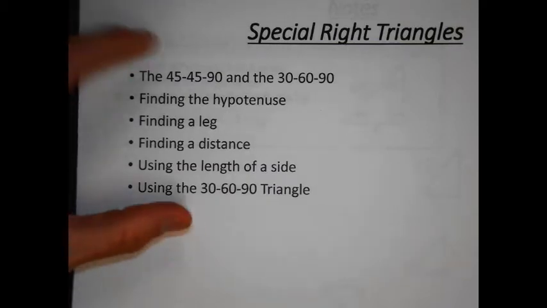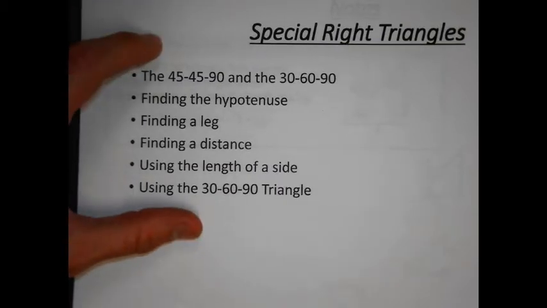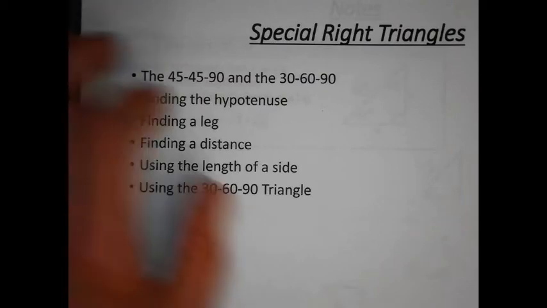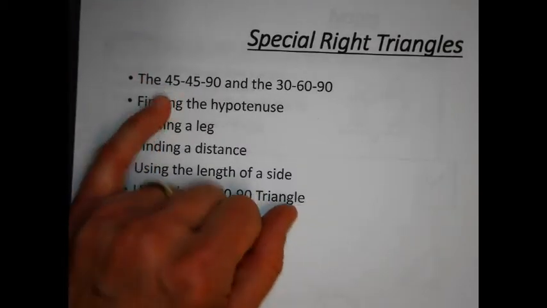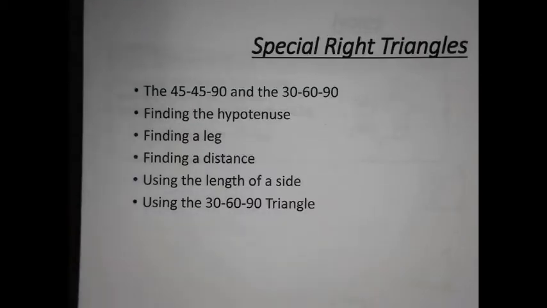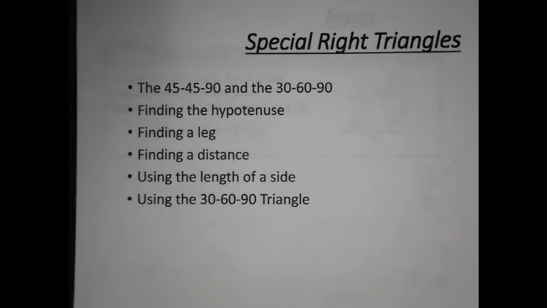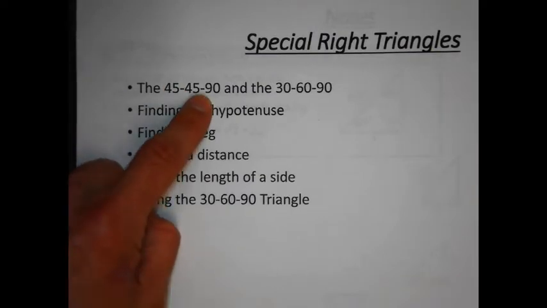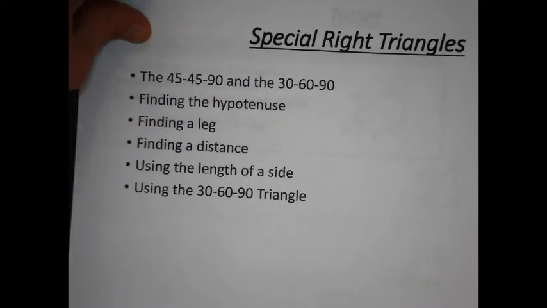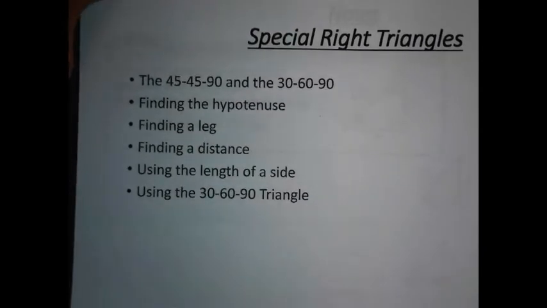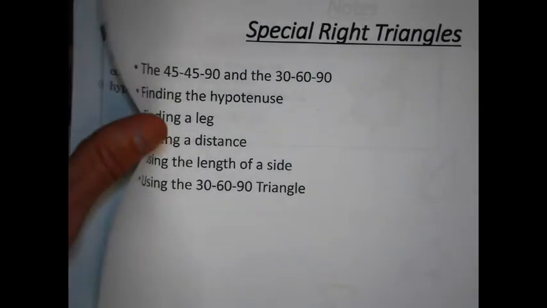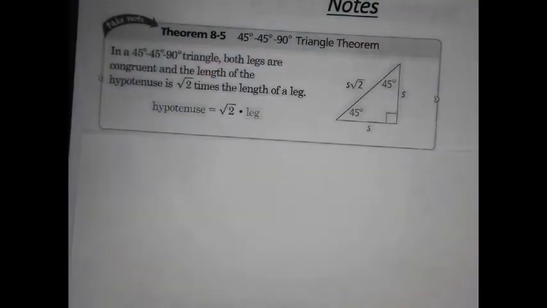This is everything we're going to learn about special right triangles, the old 45-45-90, the 30-60-90, and then finding all the other details of a triangle given those two special triangles. But in the first video, I'm going to focus only on the 45-45-90 triangle. So let's take a look and see what this special triangle is all about, because it's kind of a cool shortcut.